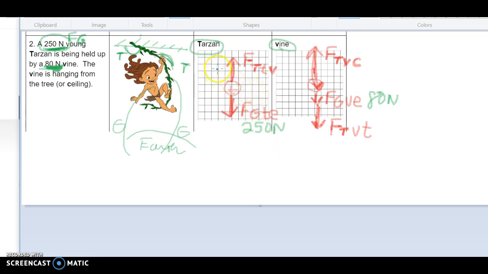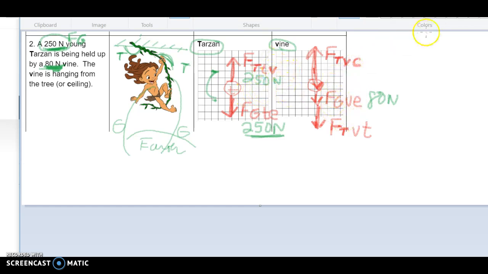If Tarzan is just hanging there and not moving, the forces have to be balanced. So if there's 250 newtons down right here, then this has to also be 250 newtons, because these two forces have to be equal, from here and here.